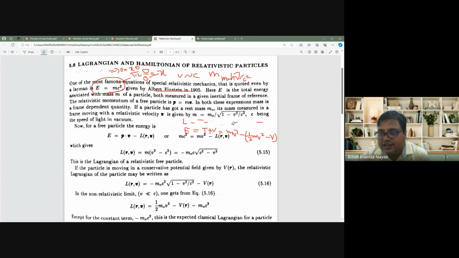Can I write this? T plus B. T is equal to half mv square. So in half mv square, I can write mv square minus half mv square. Isn't it? If I write one step here, T plus B, I write first mv square minus half mv square.